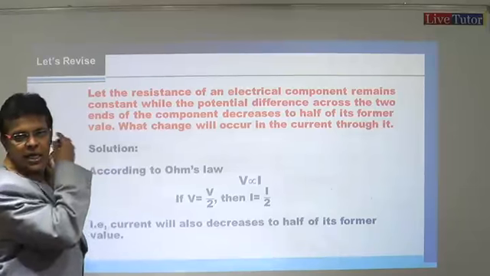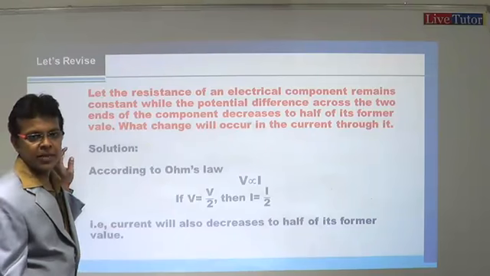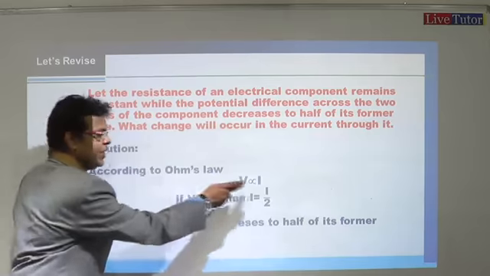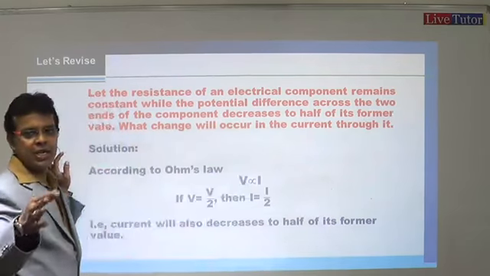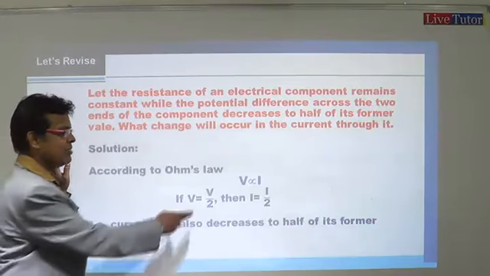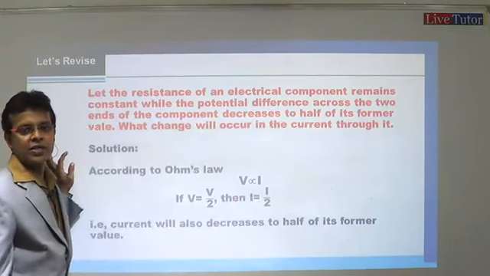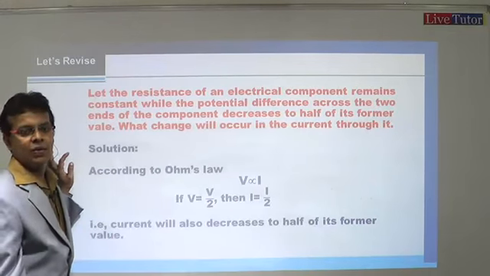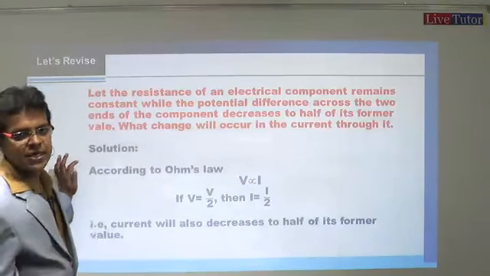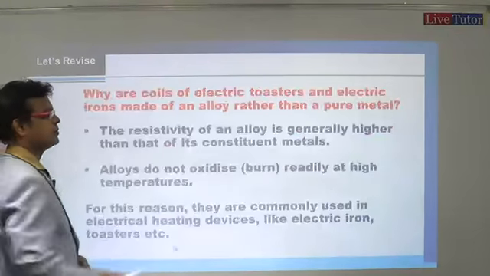They say that resistance is the same, only the potential difference is increasing. What will happen to the current? According to Ohm's law, V is proportional to I. If V is increasing, I also will increase. If V is decreasing, I also will decrease. If V becomes V by 2, then I will also be I by 2. That means current will also decrease to half of its former value. So in this way, if you use the formula, it's easy for you to understand and give the answer correctly. Okay? So mention it always like this.